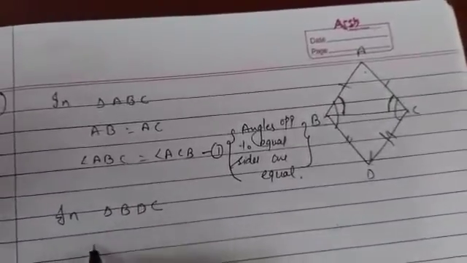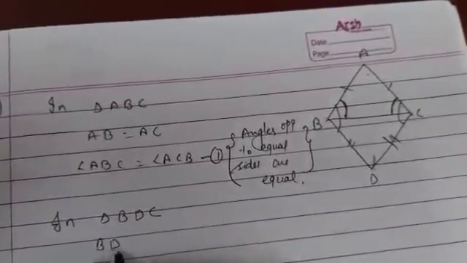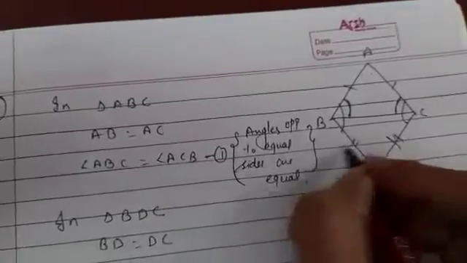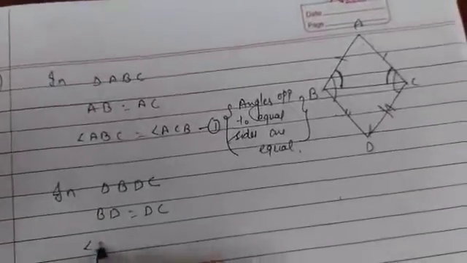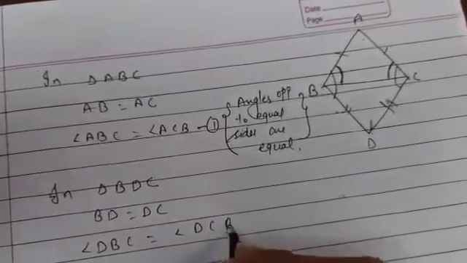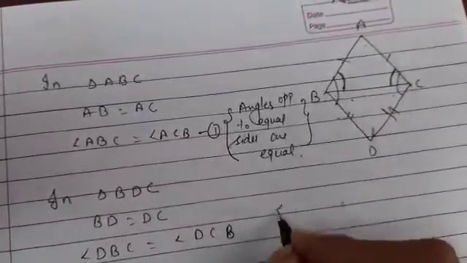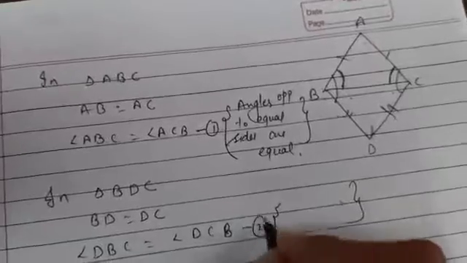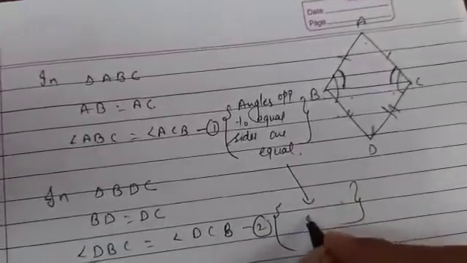Next, take triangle BDC. BD is equal to DC. These two sides are equal, so we can write angle DBC equal to angle DCB. These two angles will be equal. Name it 2, same reason here.